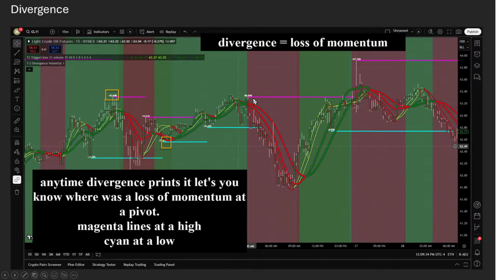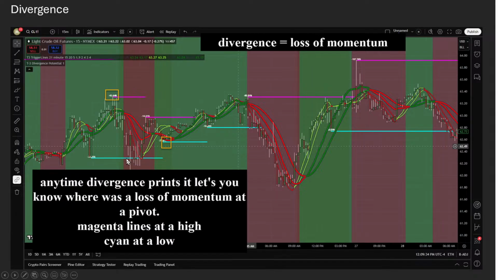You're going to see divergence, and divergence is a loss of momentum, and you'll see it print as a magenta line from a pivot at a high or a cyan line at a pivot at a low. And what divergence lets you know is that there was a loss of momentum in the market. So if the market was pushing down and the pivot forms and momentum is lost, you'll see a cyan line. And very often these lines become bounce points. They become areas of interest.